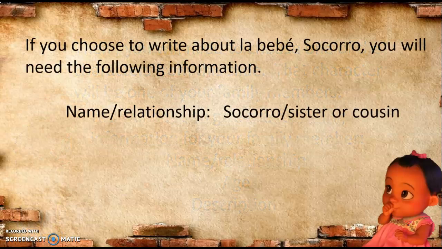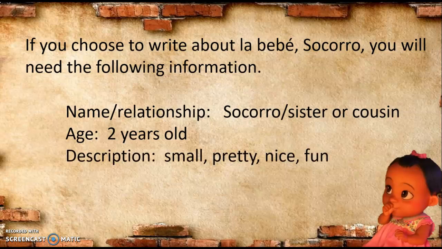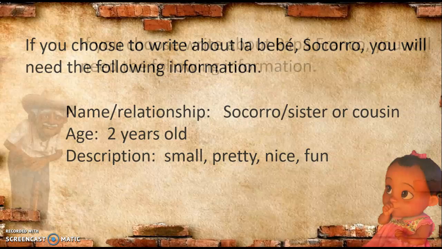If you choose to write about La Bebé Socorro, you will need the following information: her name and the relationship. Socorro is her name, and if you choose Miguel, she's your sister, or if you choose Rosa, she's your cousin. Her age, she's 2 years old, and then a description. Describe her as small, pretty, nice, and fun.